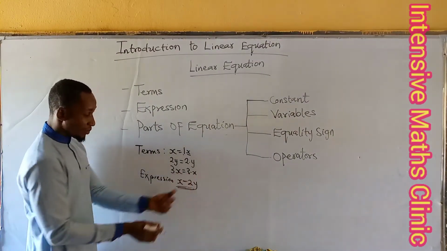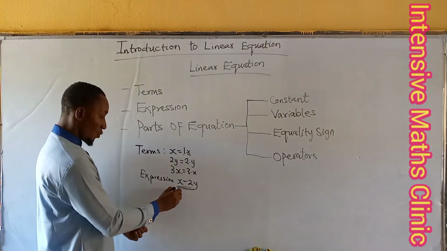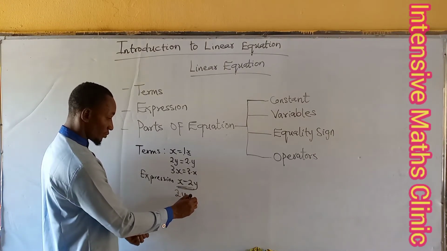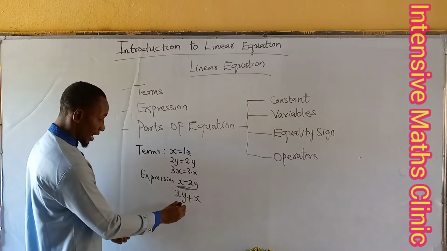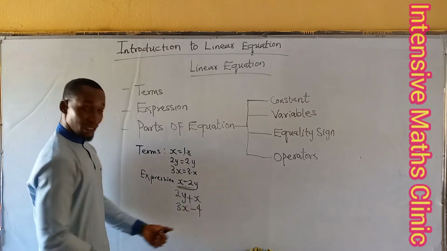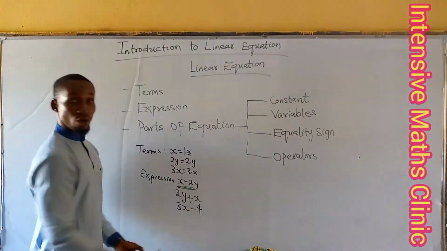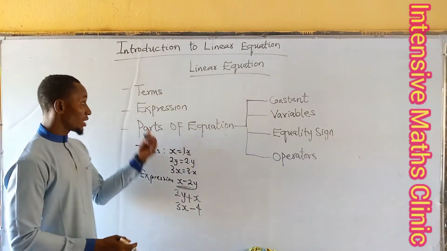And we should know that this is a term. The breakdown of a term is this. Another example of an expression can be this: 2y plus x. It can also be formed as what? 3x minus 4. This is an expression. This minus 4 is a constant, or this 4 is a constant. So we've talked about terms and we've talked about expression.